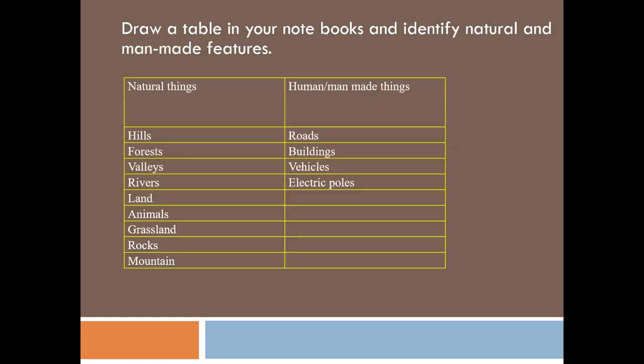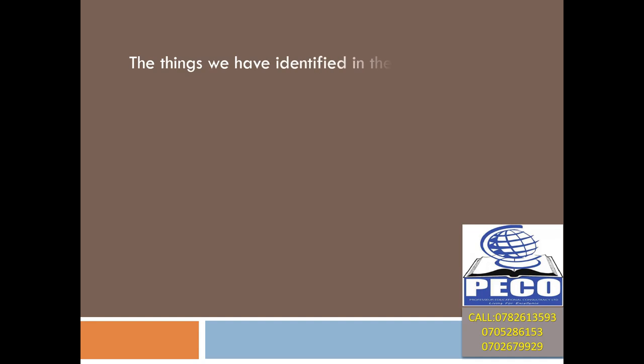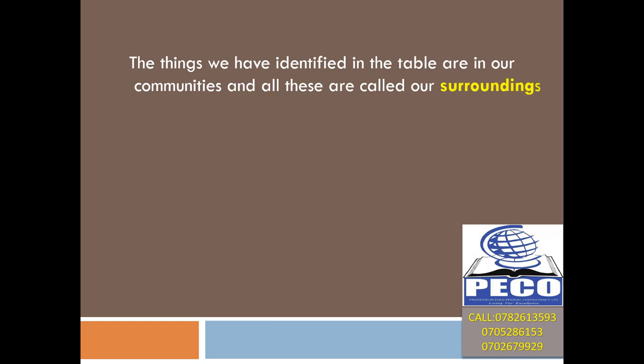So from this classification, or from this category, we have identified the things which are in our communities, and all those things, from whichever community you are, are what we refer to as our surrounding. All that is what we refer to as our environment. So if you are told to define what an environment is, we just say environment refers to all the things which are in our surrounding, or all the things that surround us constitute what you call our environment.